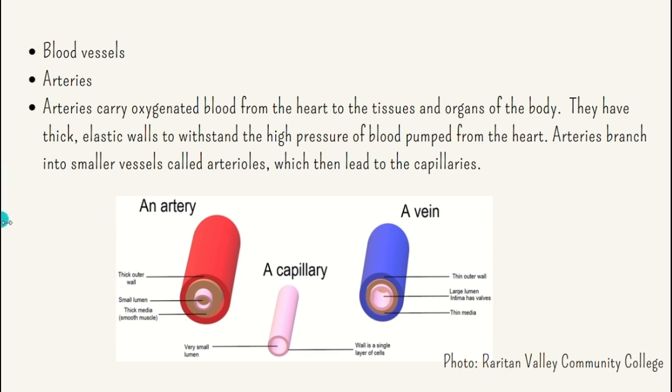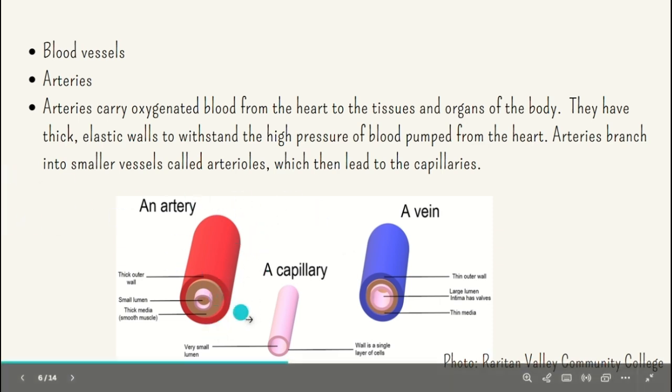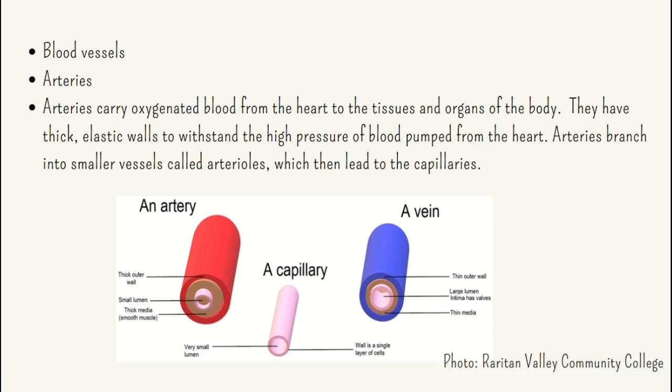Now, one of the most noticeable things about the artery is the size of the lumen. This is actually very important. You can see that the lumen is quite small. So we're saying that the arteries carry oxygenated blood away from the heart to the rest of the body, and it has a small lumen. Basically, the lumen is a little hollow space, and that's the space where the blood travels through.